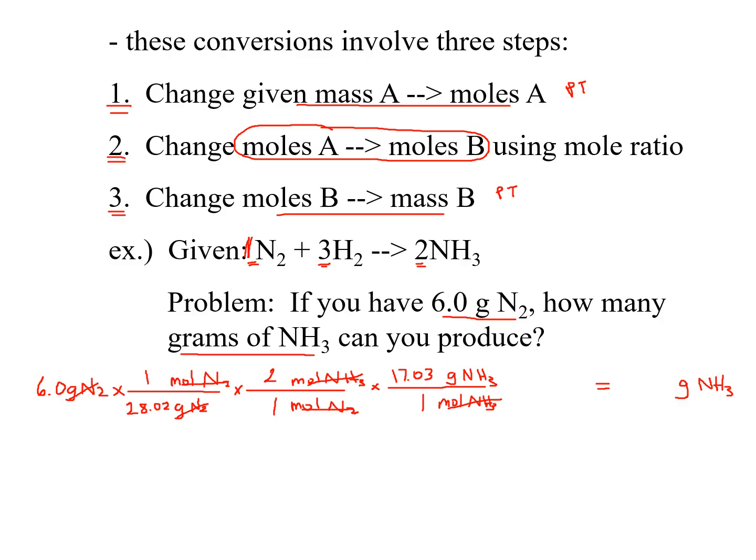All right, so 6 grams is what we started with. Then we have 28.02 on the bottom, so that means I divide by that. And then I multiply by 2 on the top, and then I multiply by 17.03 on the top. So go through 6 divided by 28.02, then multiply that answer by 2, then multiply that answer by 17.03, and you'll finally get your final answer, okay?